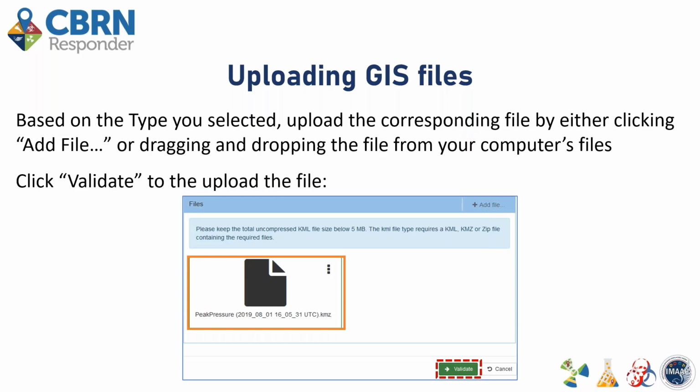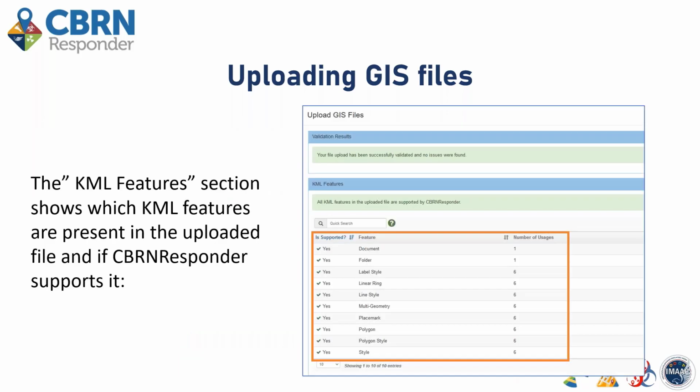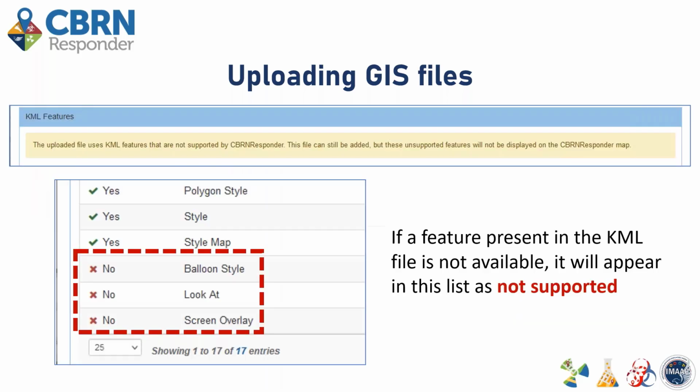Once you have it uploaded, you'll select Validate, and CBRNResponder will go through all of the various KML features that your file has and let you know whether or not we support it. As an example here, we can see that we support polygon style maps, but we do not support balloon style, lookout, or screen overlay. We'll let you know that the file can still be added, but those unsupported features will not be displayed.